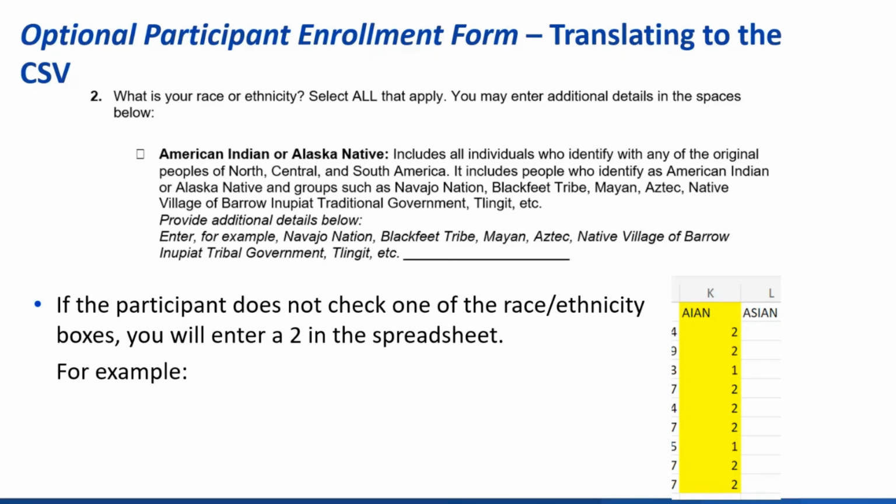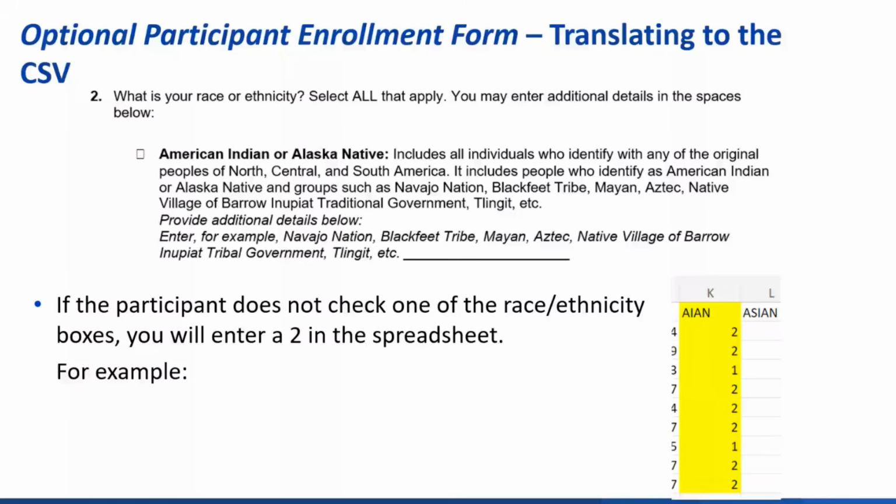For example, one option is American Indian or Alaska Native, with some examples of who this might include. At the end of the question, it says you can provide additional details below. A participant may enter Navajo Nation, a Blackfeet tribe, or any details they wish to provide regarding how they identify.